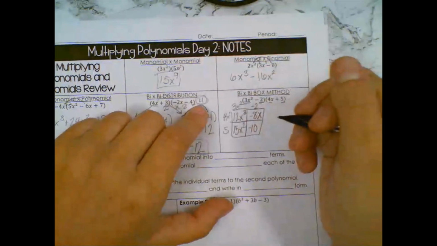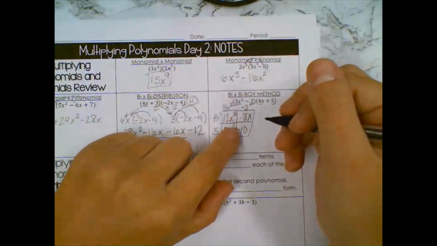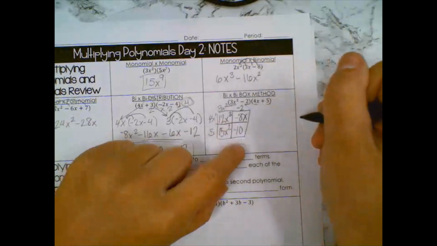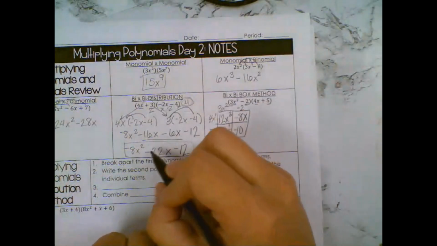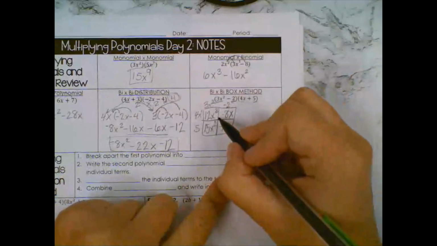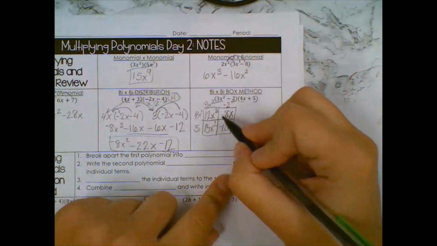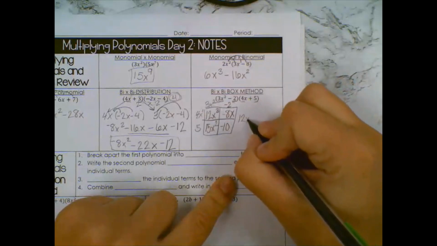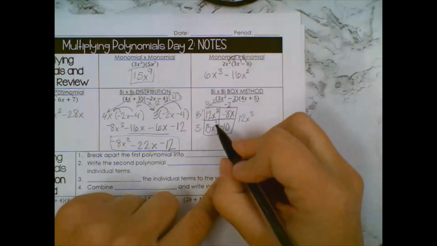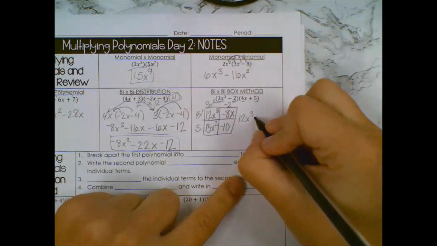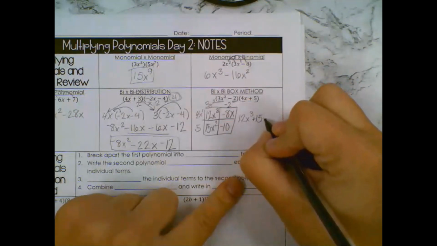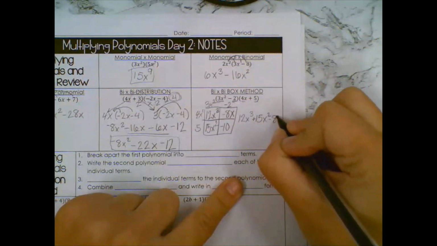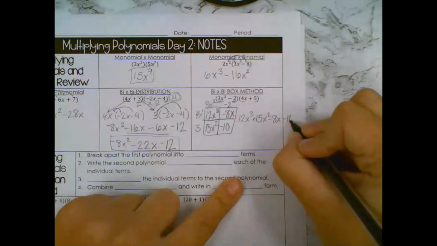Now, this is just an organization kind of method. This is not our final answer. So we need to write it out in a linear fashion so it looks like a polynomial, and we're going to do that by putting it in standard form. That makes our lives easier. So third, right, so that's going to go first. So positive 12x to the third. This is a positive 15, right? So that means we're going to write plus 15x squared minus 8x minus 10.